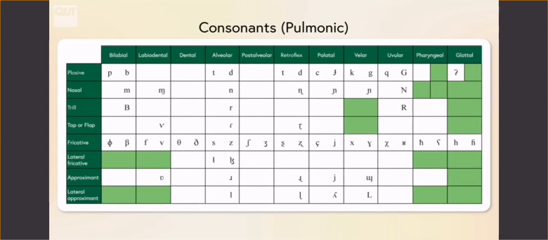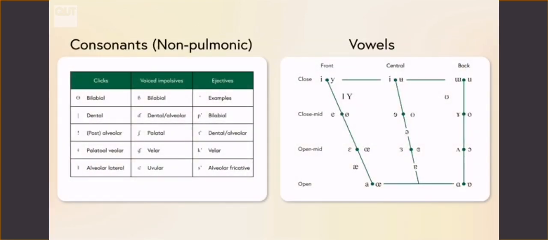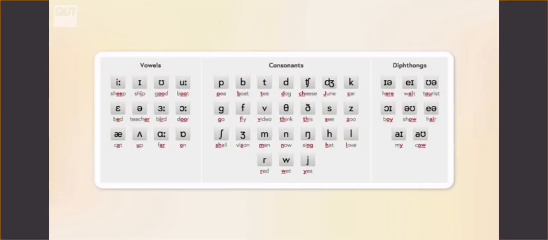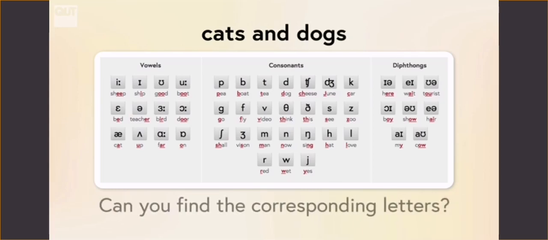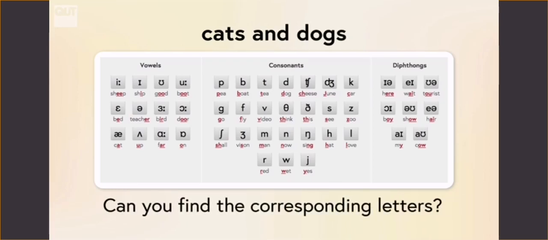Here's a couple of sections from the IPA. You can see the alphabet symbols also have an example of an associated sound. Using a simplified version, I'd like you to try and sound out the phrase cats and dogs. Now pause the video, and try writing the corresponding letters to the sounds you hear in cats and dogs.